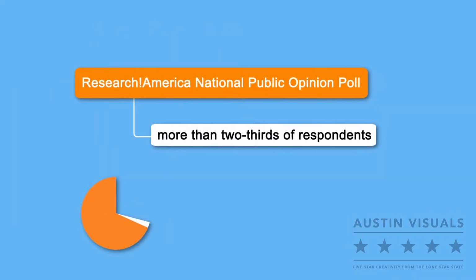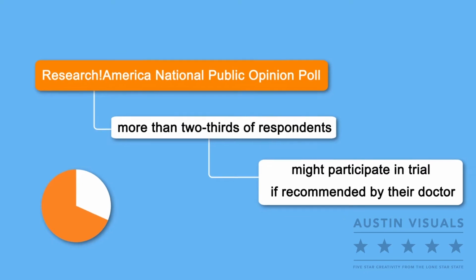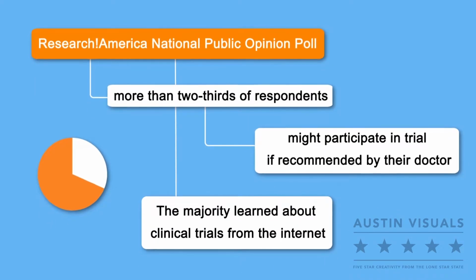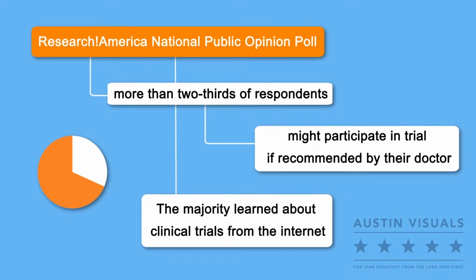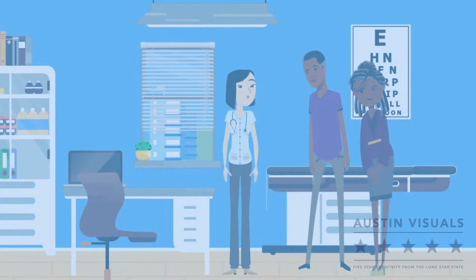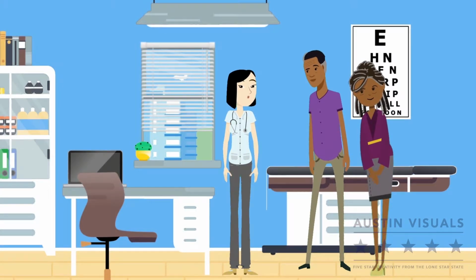Increasing communication with older adults about clinical trials is likely to improve enrollment. In fact, more than 2/3 of Americans say it's likely they would participate in a clinical trial if recommended by their doctor. In this video, we will review tips for communicating with older adults, including both general communication strategies and specific points for discussing clinical trial enrollment.